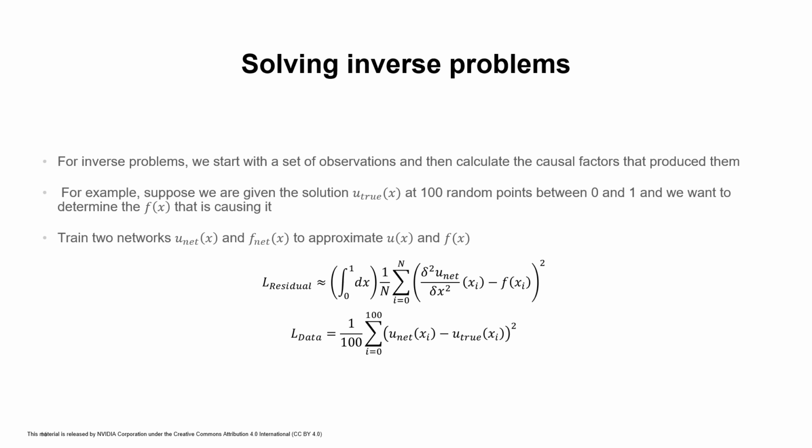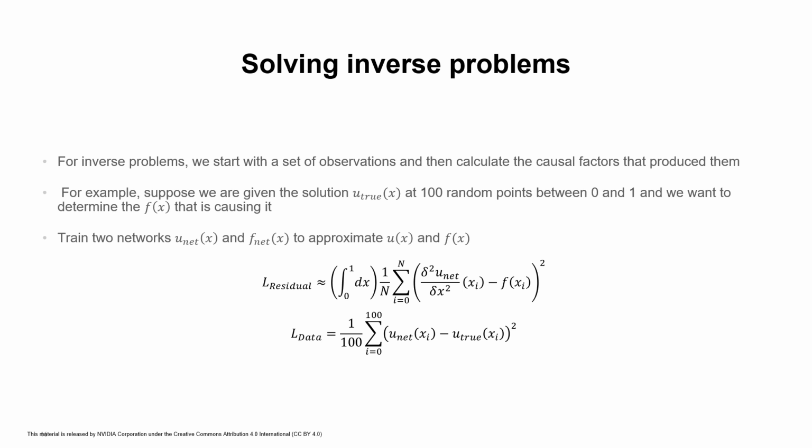Let's now consider an inverse problem that is related to the original equation. In an inverse problem, we start with a set of observations and then use those observations to calculate the causal factors that produce them. To illustrate how to solve inverse problems with a neural network solver, here is an example of inverting out the source term f(x) from the same equation as before.